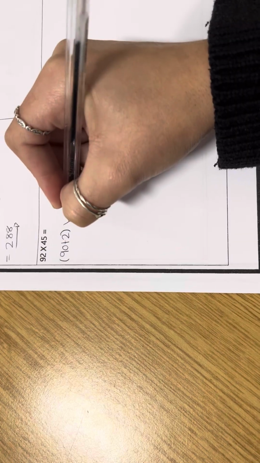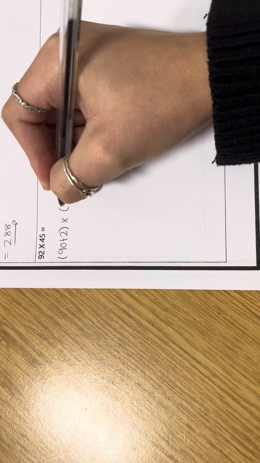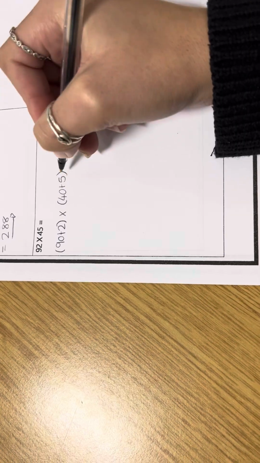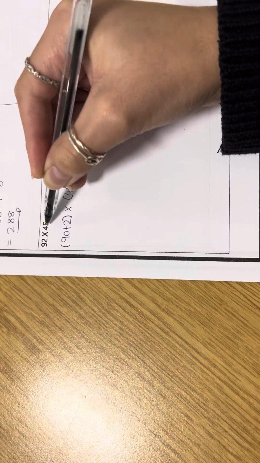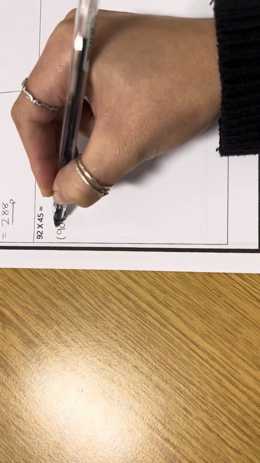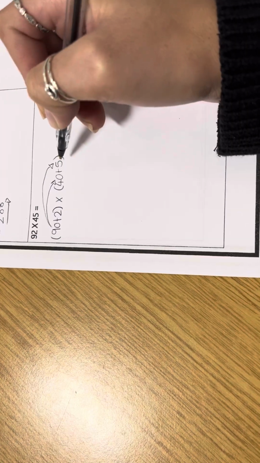We bring down that multiplication, and 45 becomes 40 plus 5. Remember, it has not changed. If we put 40 and 5 back together again, it is still 45. Now each one gets a chance over the multiplication sign. So 90 gets a chance with 40, but it also gets a chance with 5. It must get a chance with all of them over, and 2 must also get its chance.